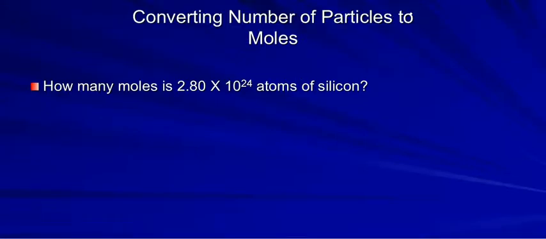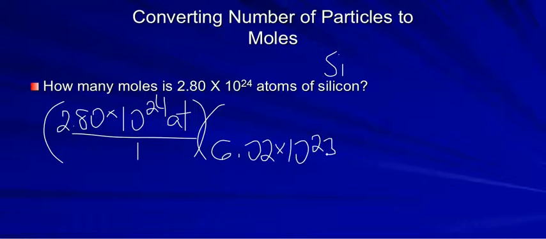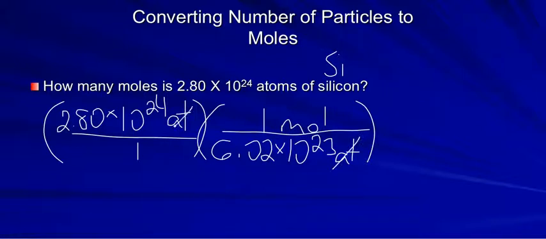How many moles is 2.8 times 10 to the 24th atoms of silicon? So we're going to start there. Silicon is an element, so the representative particle is the atom. So that means there are 6.02 times 10 to the 23rd atoms in 1 mole of silicon. We'll cancel out the atoms like that. Divide by Avogadro's number, and we get the amount of moles. 4.65.